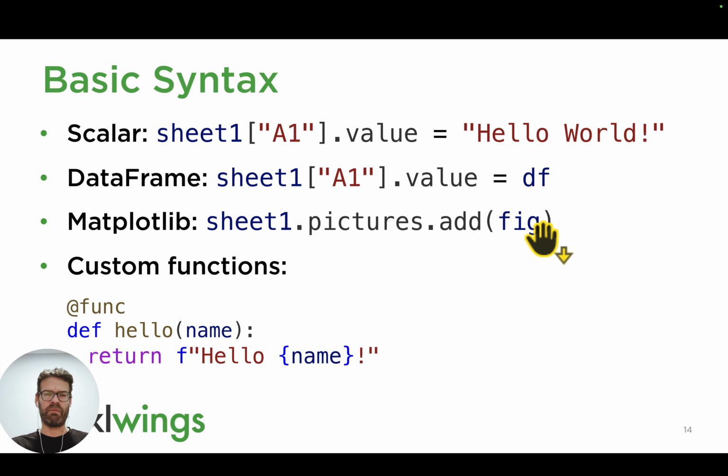Same thing for matplotlib, just get a hold of a figure object and then add this as a picture into Excel. And finally, as a preview, we're going to go through all of this again in the demo. You have a custom function that you can call from Excel cells, and that's really just a normal Python function that you slap a decorator on top of, in the simplest form.